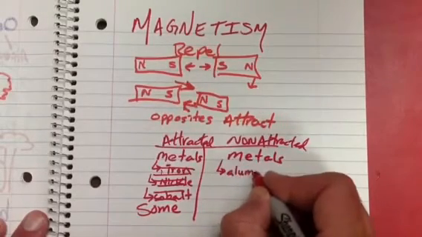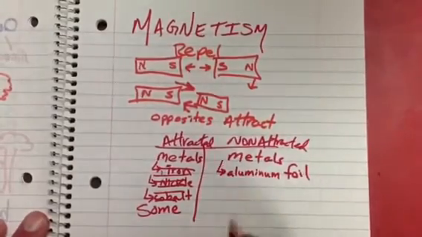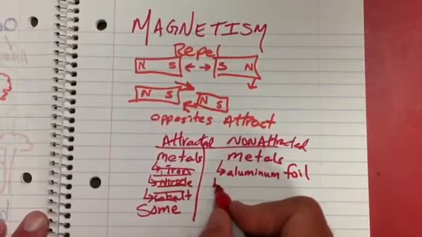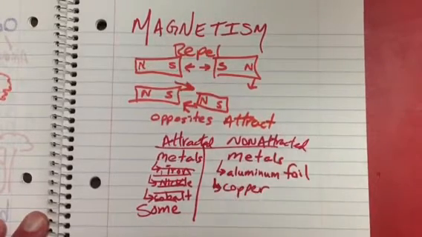Aluminum foil is not attracted to the magnet. And then we also found that the copper penny was not attractive. So again, some metals are not attractive, while some metals are.